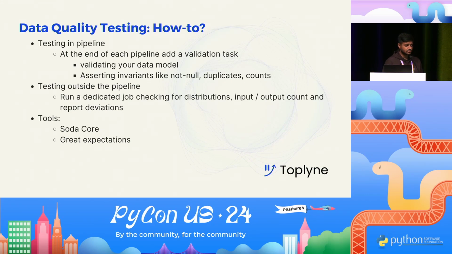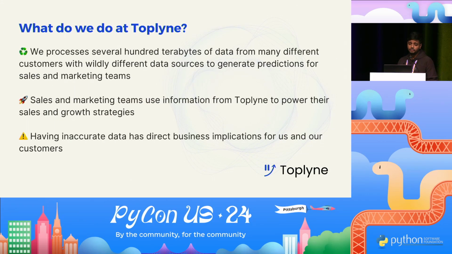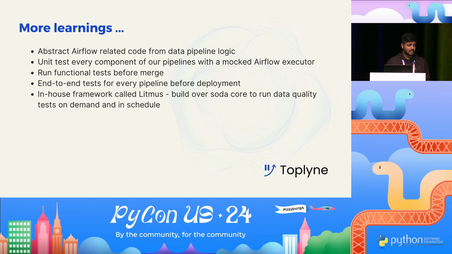Now, what do we actually do at Topline? I've been talking about a lot of things, but I'll walk you through what we actually do there. We have to process several terabytes of data every day from different customers, and inaccurate data has business implications for us and our customers. Our customers are going to run their sales and growth strategies, so their revenue generation is directly impacted if we process incorrect data. So it is really important for us to do things in a really correct manner.